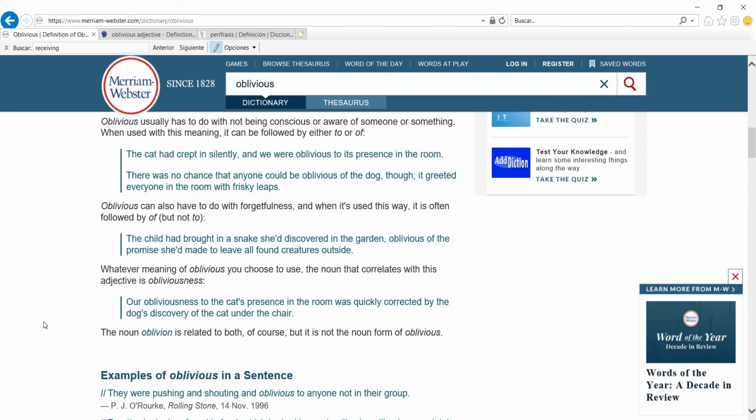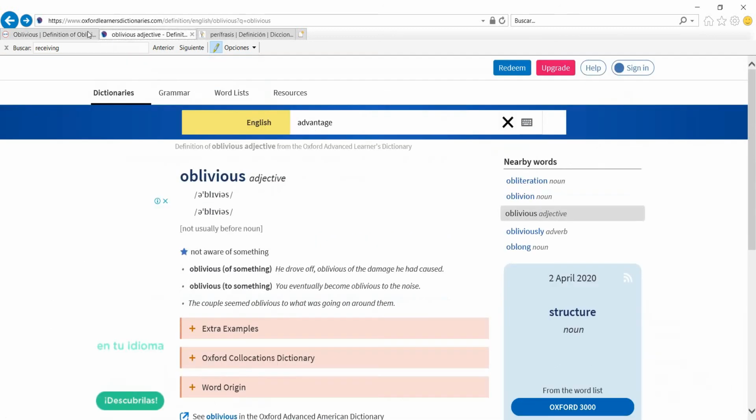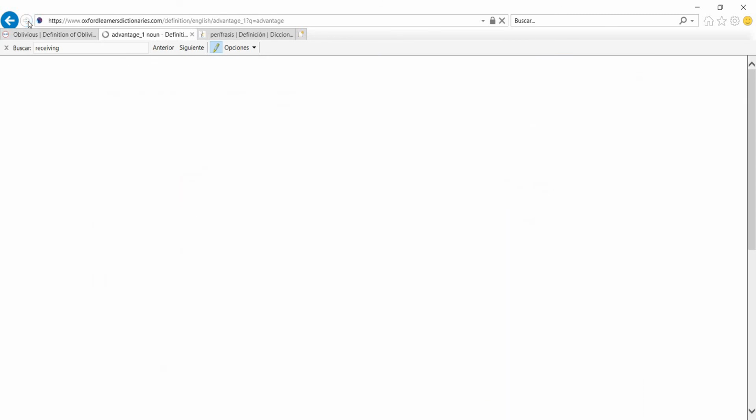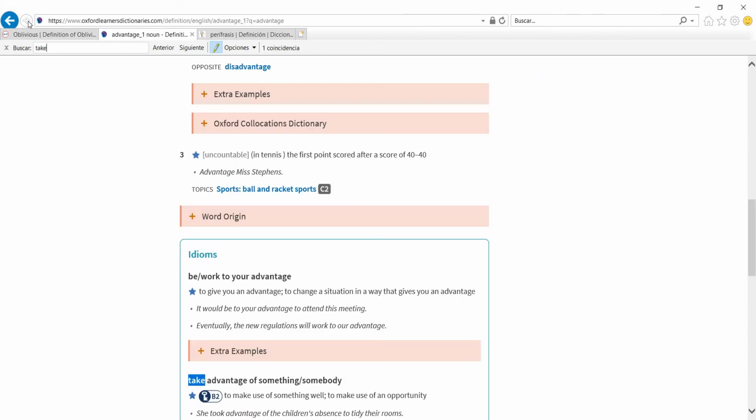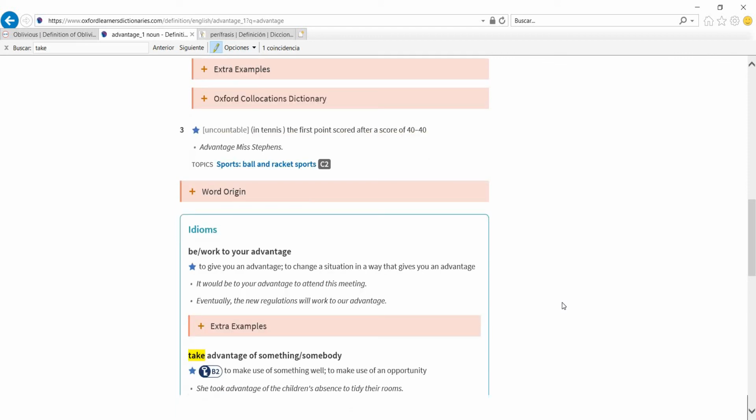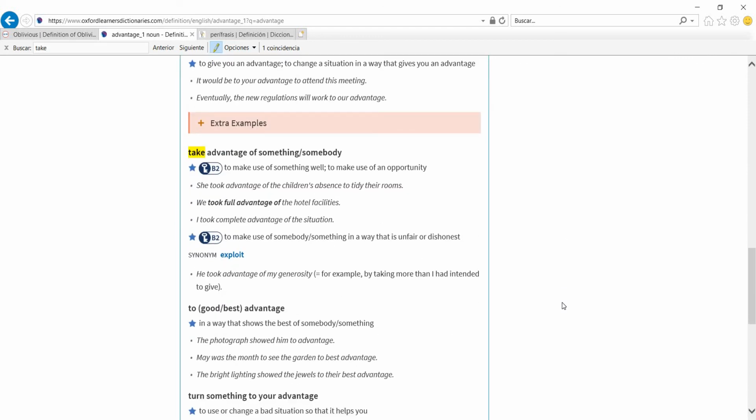So I want you to remember basically that when you are paraphrasing, you're practicing language, one, and you are showing you understand. And one last thing we're going to do here is to go to the word advantage, and the expression take advantage. And I want you to see that there are two senses for take advantage. One is to make use of something well, so he took advantage of the hotel facilities, and another one is to make use in a way that is unfair.